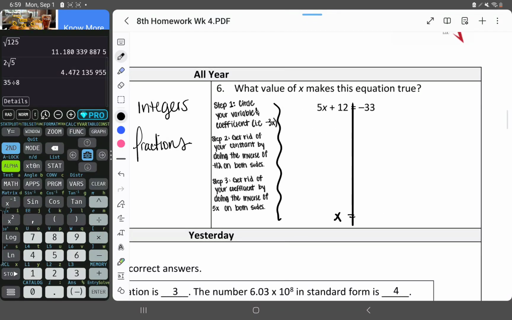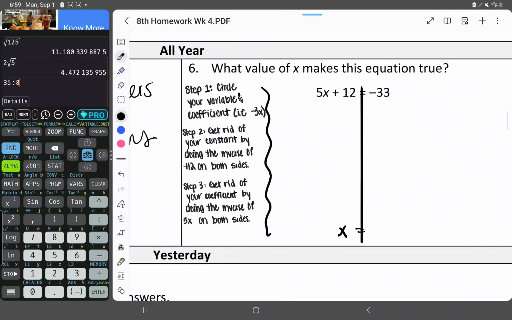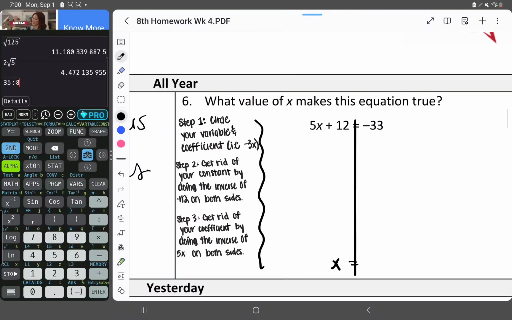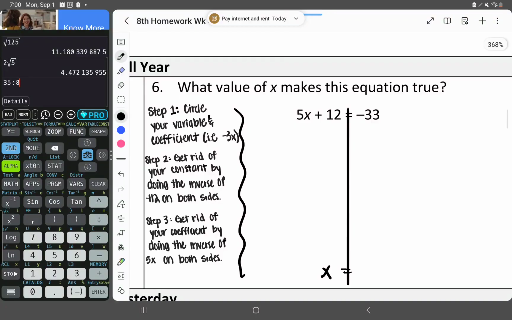All right, this one says, what value of x makes this equation true? So we learned these in 7th grade. We haven't looked at them in 8th grade yet, but hopefully we kind of remember. If not, there are some steps over here off to the side. Step 1 says to circle the variable and the coefficient. The variable is x, and the coefficient is the number attached onto it. So that's going to be 5x. So we did that step.